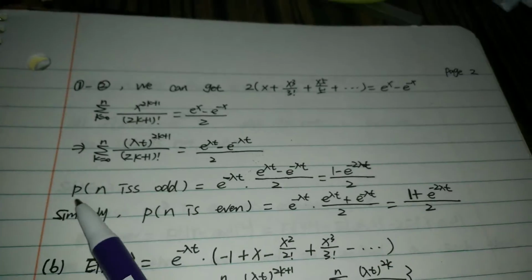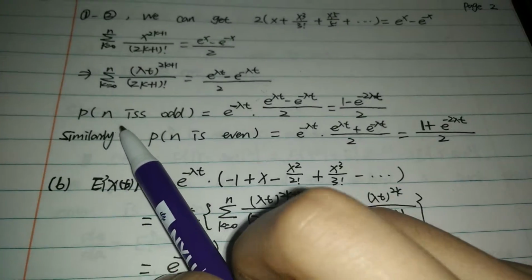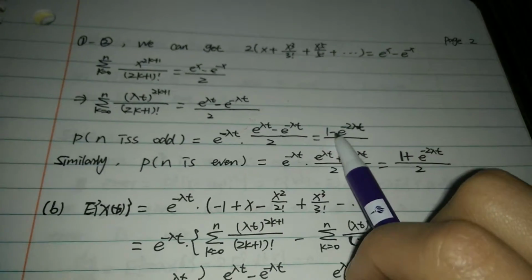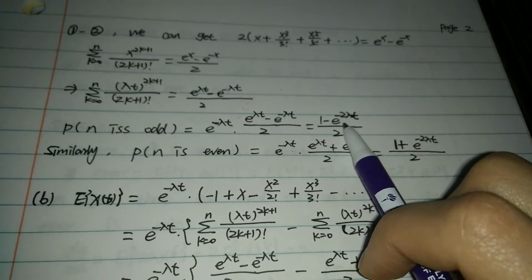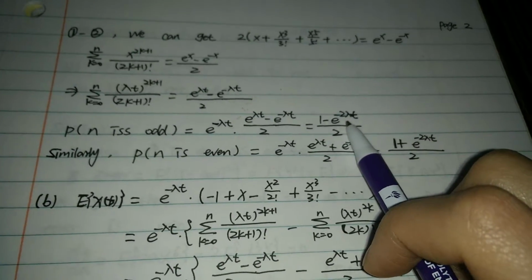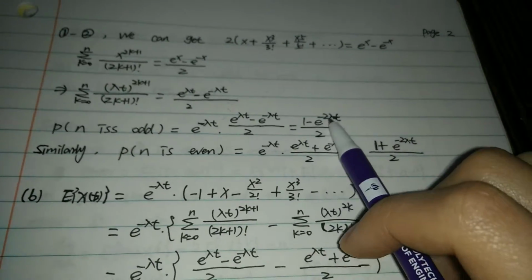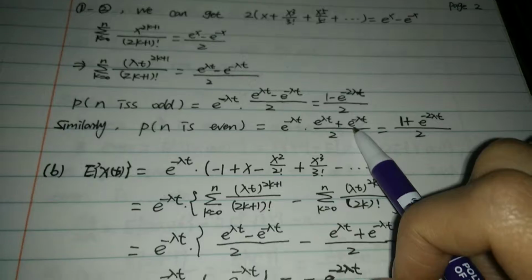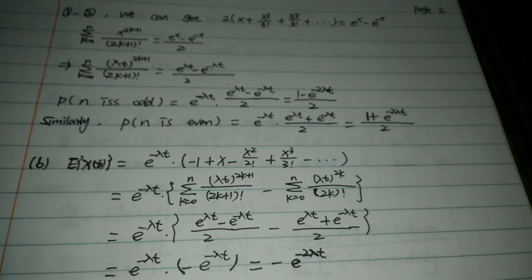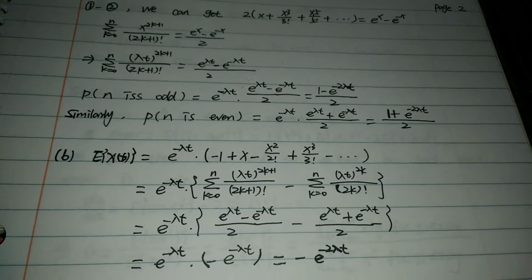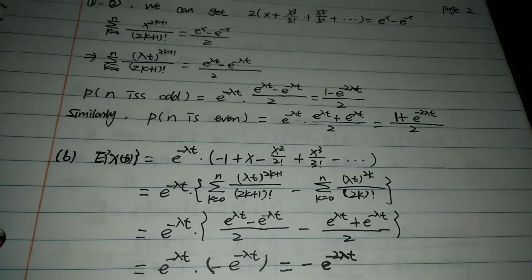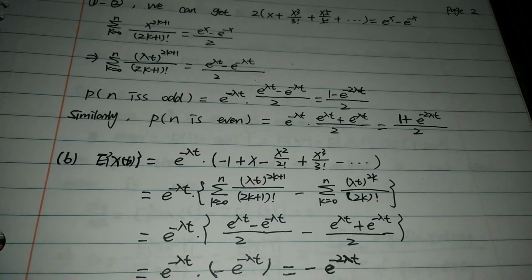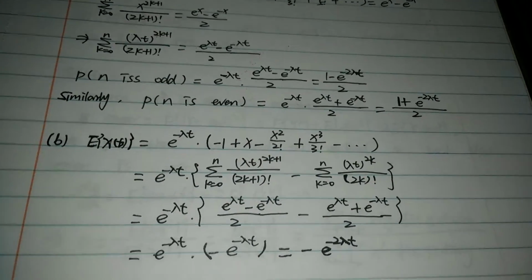So we can easily get the probability of n is odd equals 1 minus e to power minus 2 lambda t over 2. Similarly, we can use the same way to get the probability of n is even. It equals 1 plus e to power minus 2 lambda t over 2.